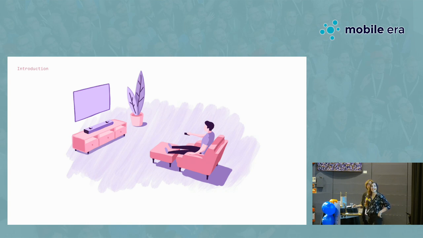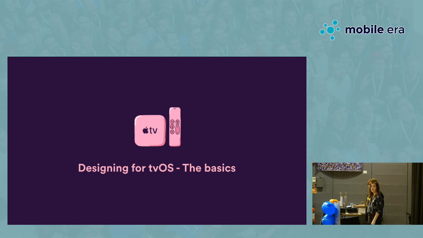And the TV screen is far away from you. So because of the distance from the screen and the way we interact with the TV, you have to design differently for tvOS compared to other Apple devices. So now let's go and look at some basics.